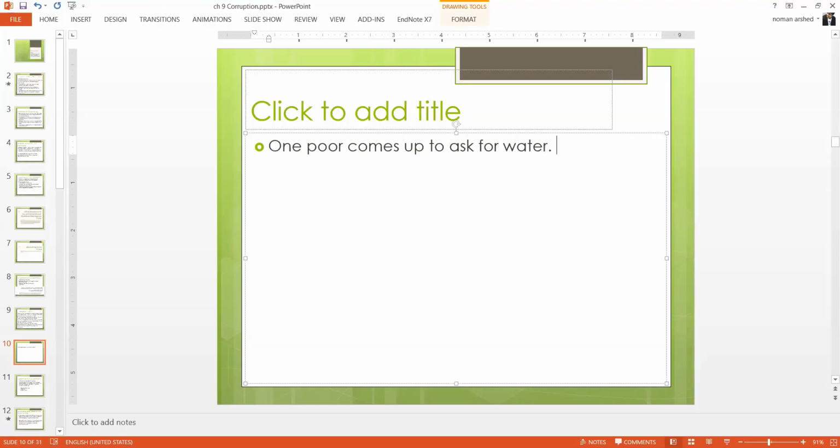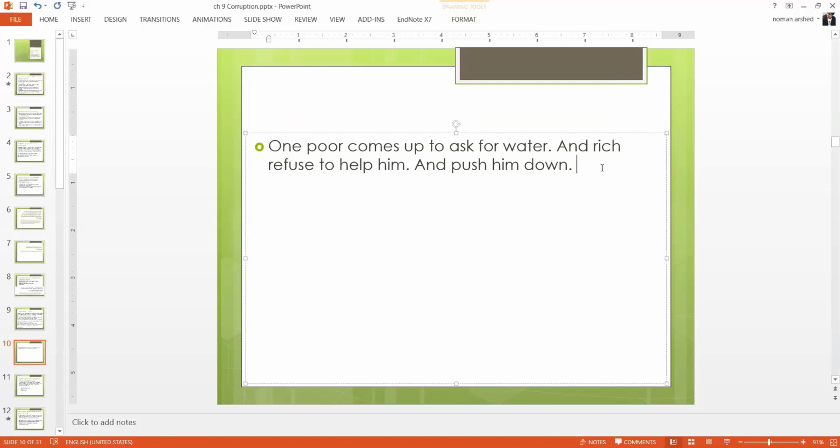He comes on the top deck, he wants water, and the rich refuse to help him and push him down. They say, go away, we don't have any. We don't want to help you. You are not rich enough. We don't want to see you. So they don't help, and the poor goes down.